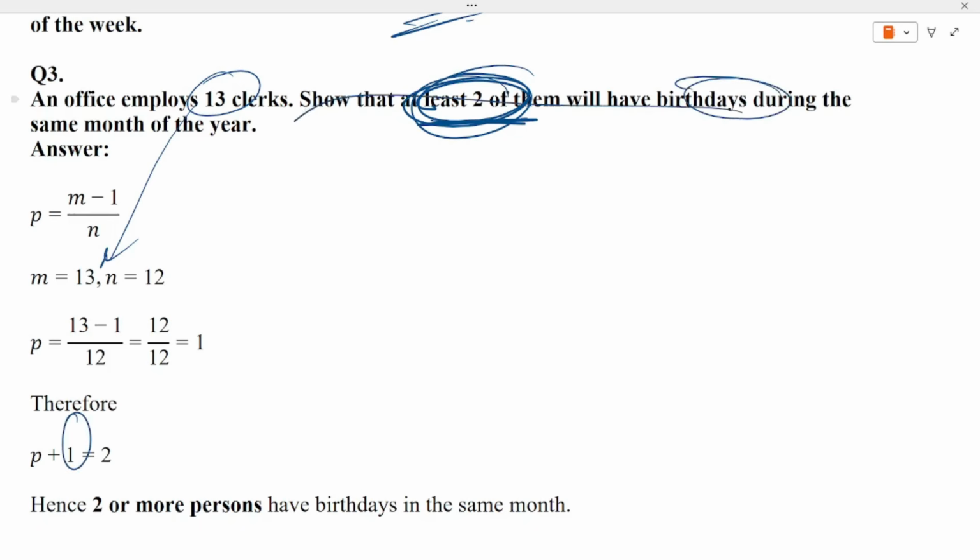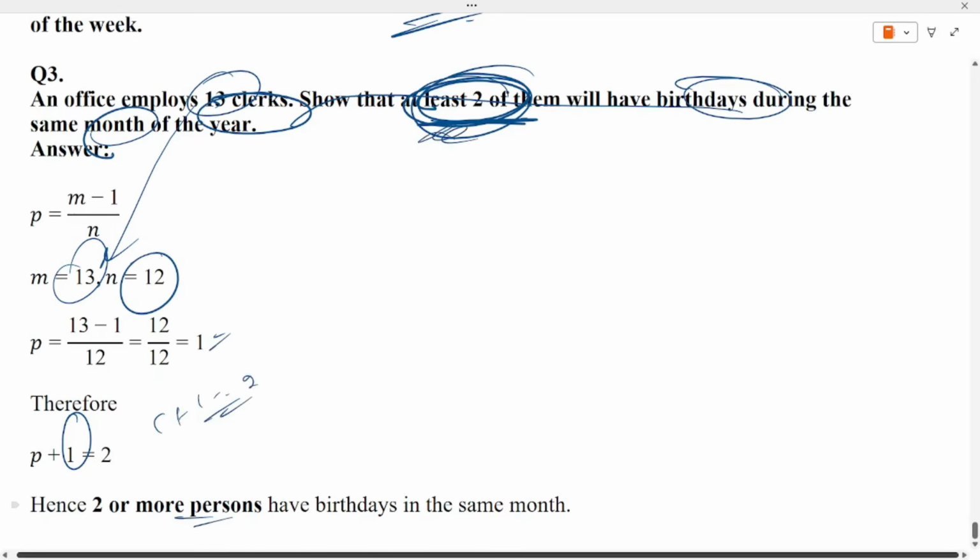And birthdays during the same month of the year. How many months are there? 12. You take here 13, and you will be getting the answer as 1, and 1 plus 1 will be equal to 2. That is the answer, and at least 2 you will be having. And a conclusion you can write on this.